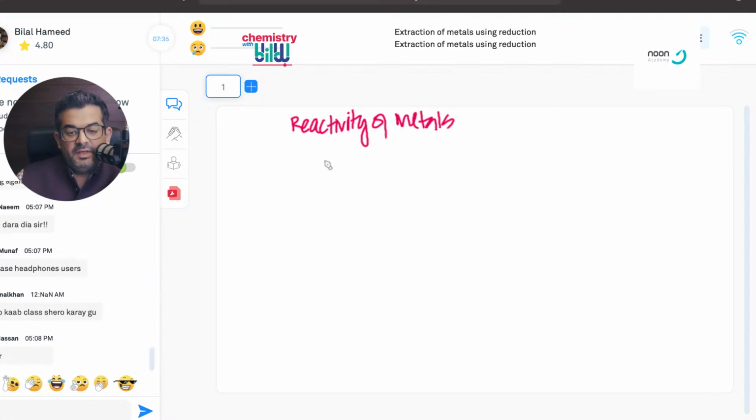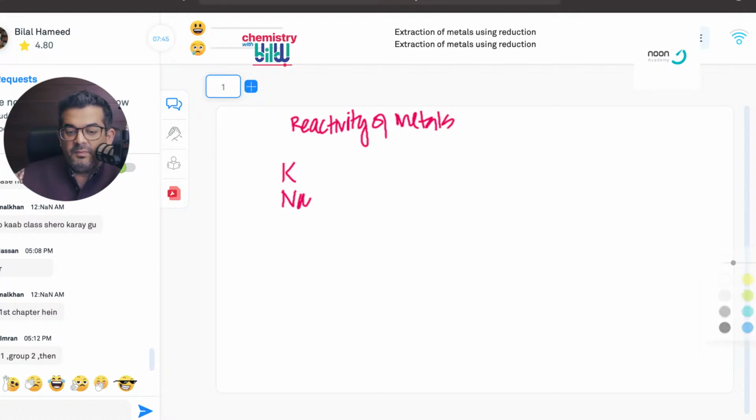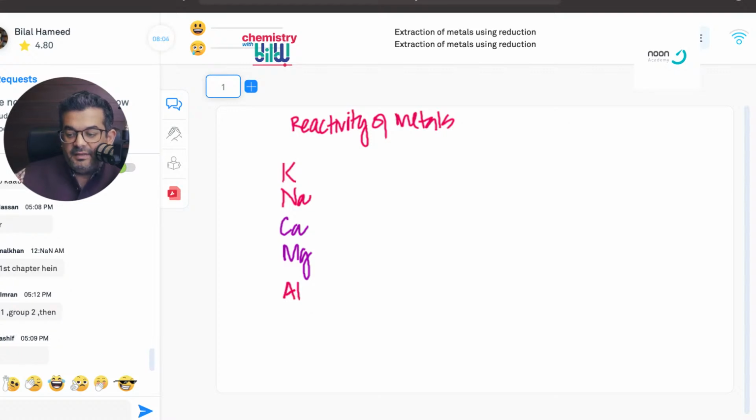Okay. So the reactivity of metals, we start with group 1. So we had sodium, potassium, right? Then we had group 2, which was calcium, the guy at the bottom below, and then magnesium. Then we had group 3. Which one was that? Aluminum. Then after aluminum we had group 4. That was which one? Carbon.